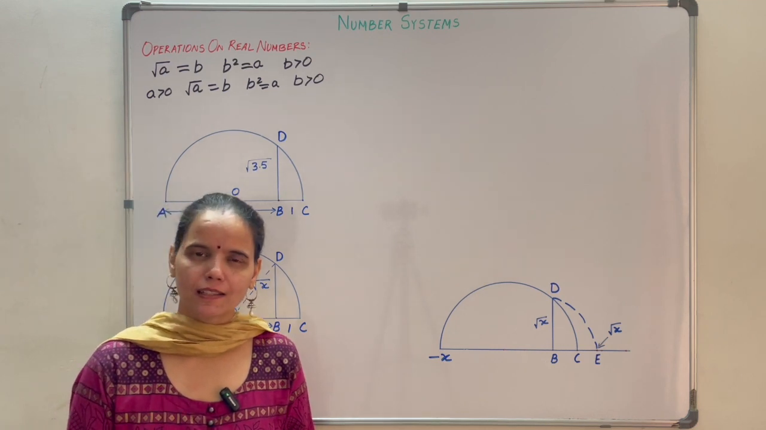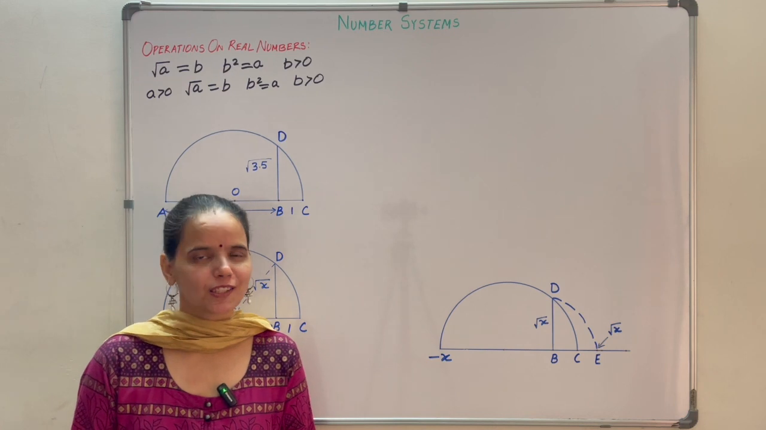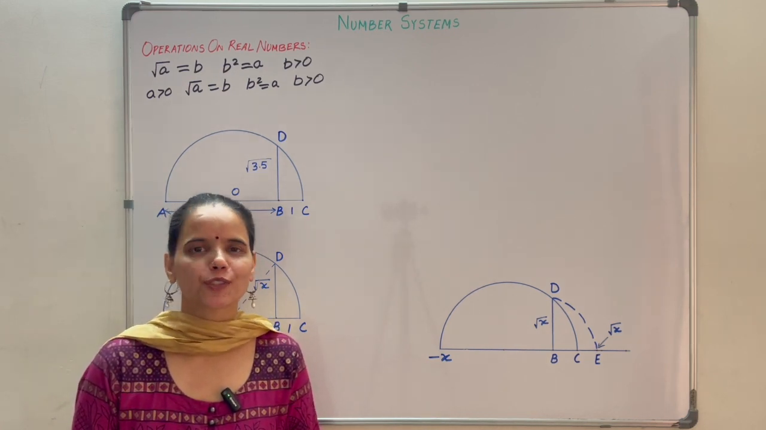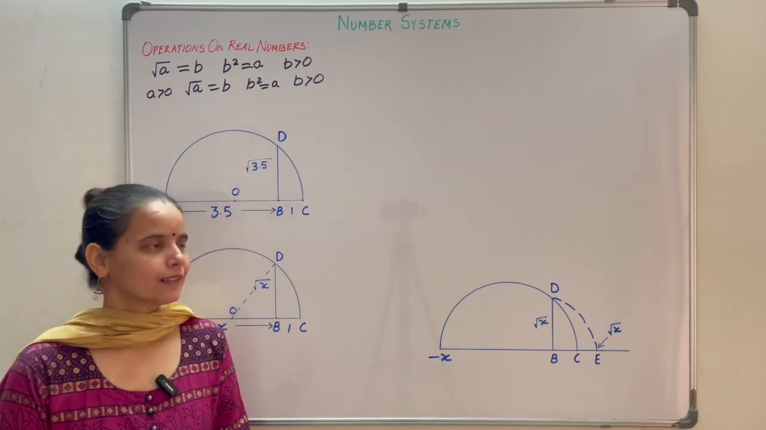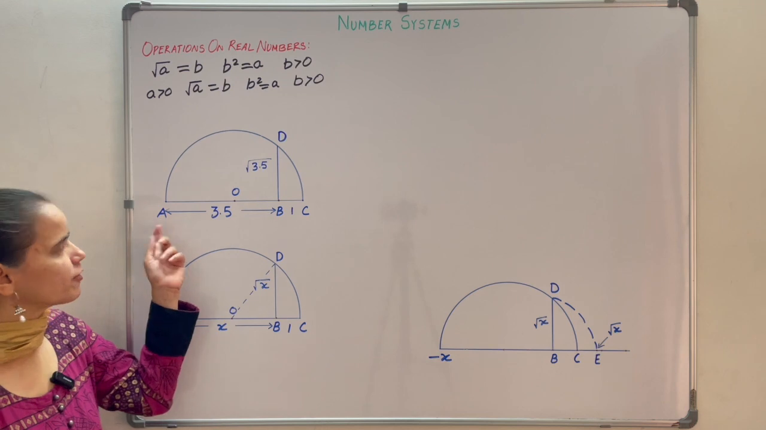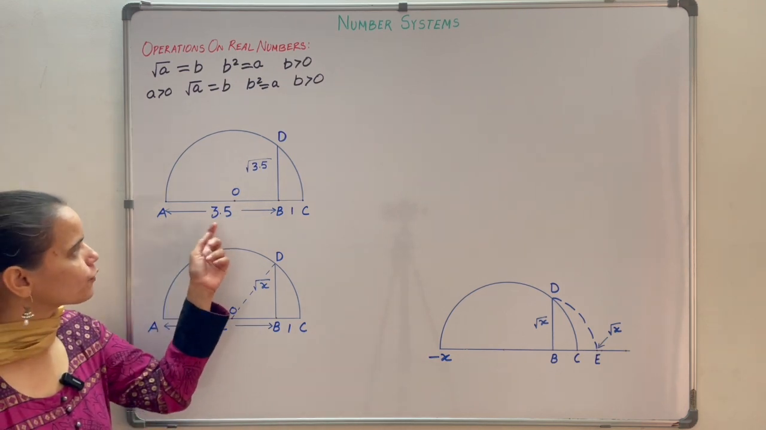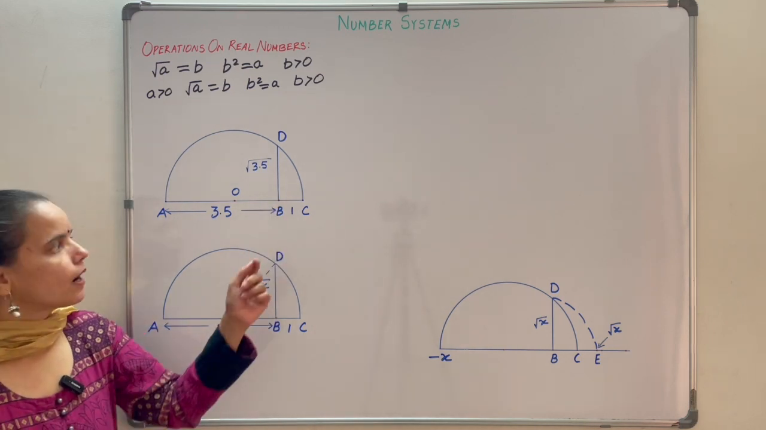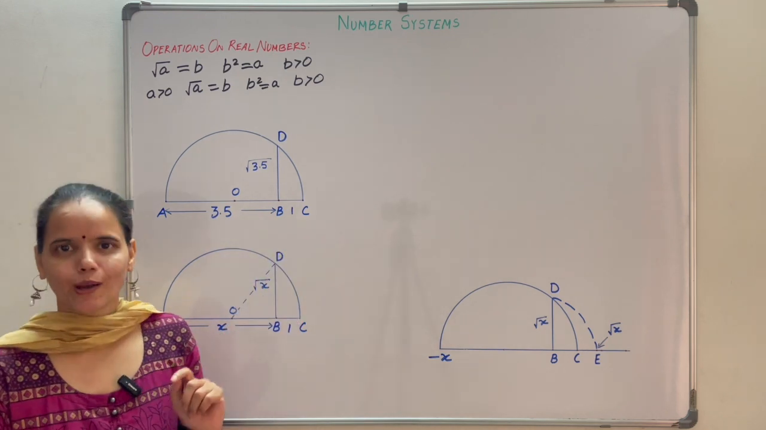We will understand this with the help of one example. So let us assume that x is equal to 3.5. So we will locate square root of 3.5 geometrically. To do that, on a given line, at the end point, we will mark this point A. On the same line, at a distance of 3.5 units, we will mark this point B. And at a distance of 1 unit from B, we will mark this point C.